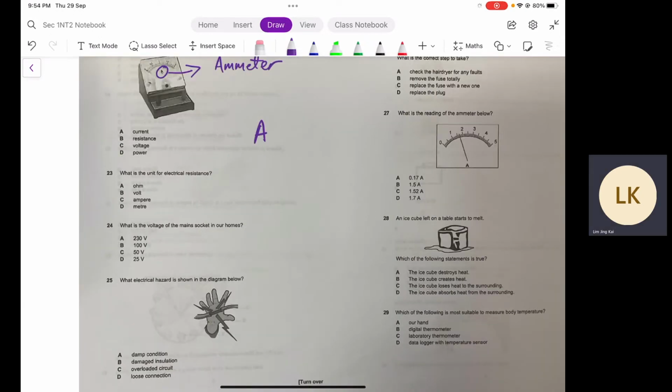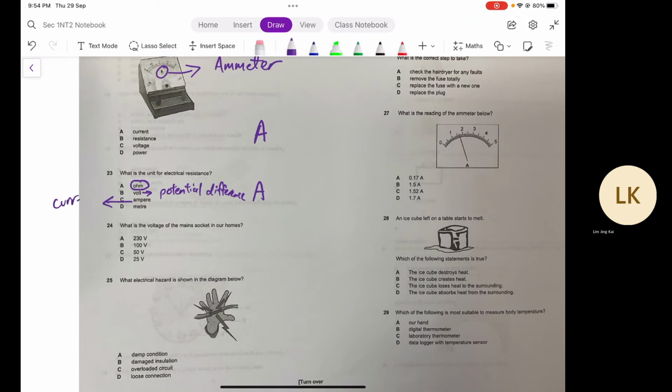23, the unit for electrical resistance is ohms. So this is something you need to remember. For volt, this is actually showing potential difference. For ampere, like what we have seen just now, it is used to measure current. And meter is the unit for length.